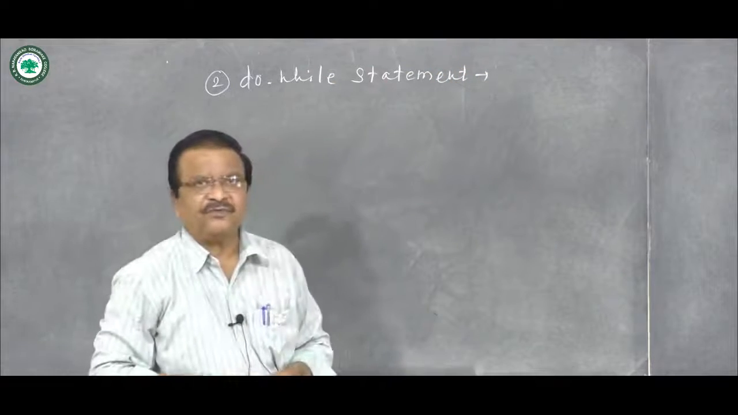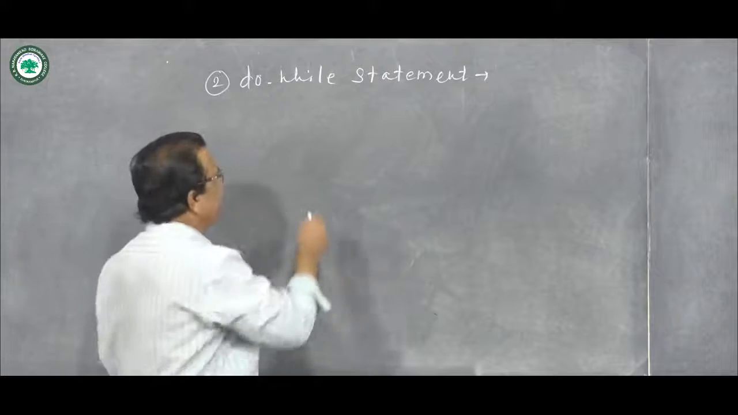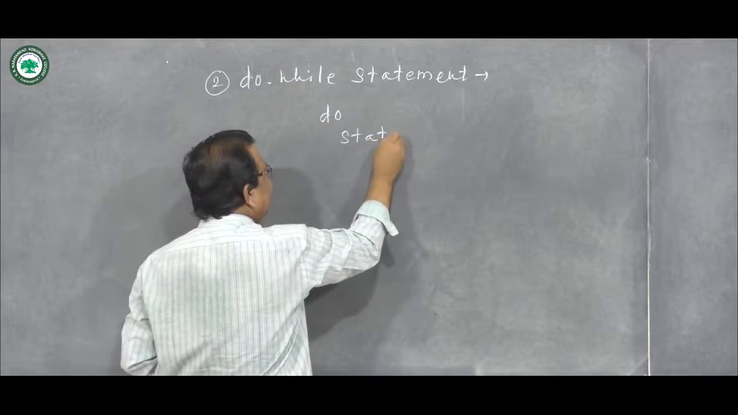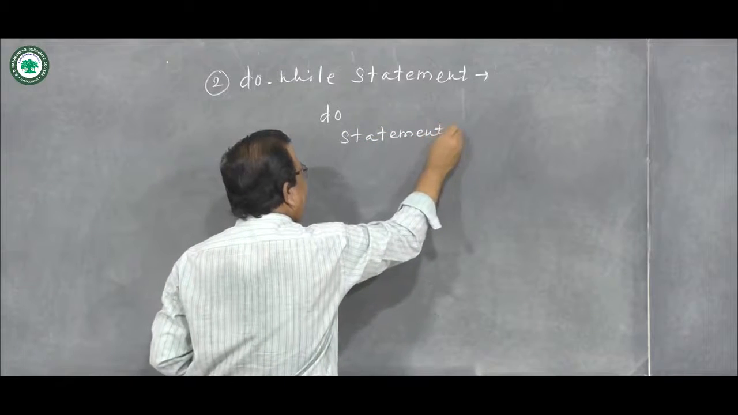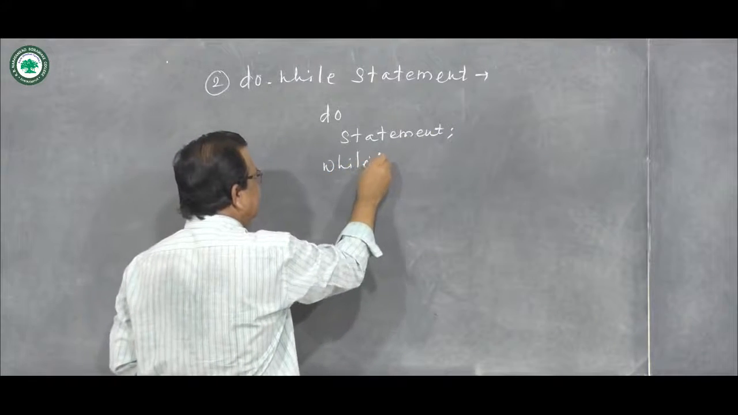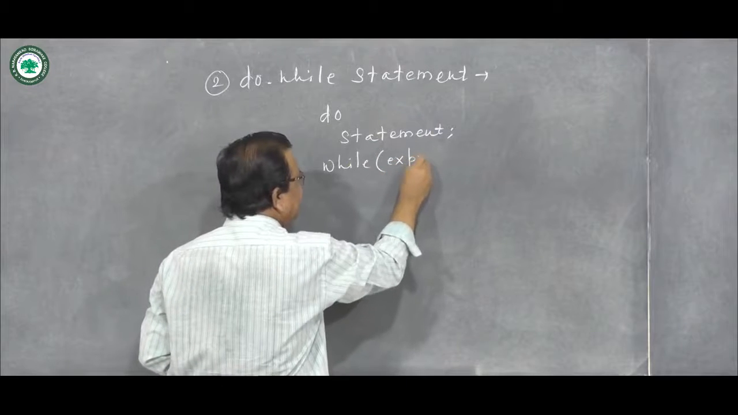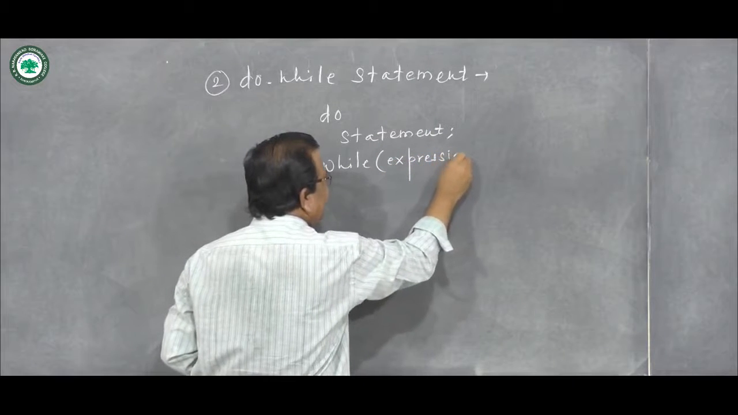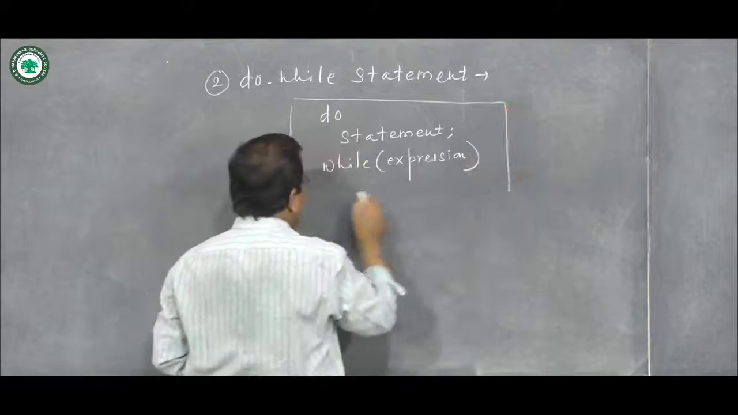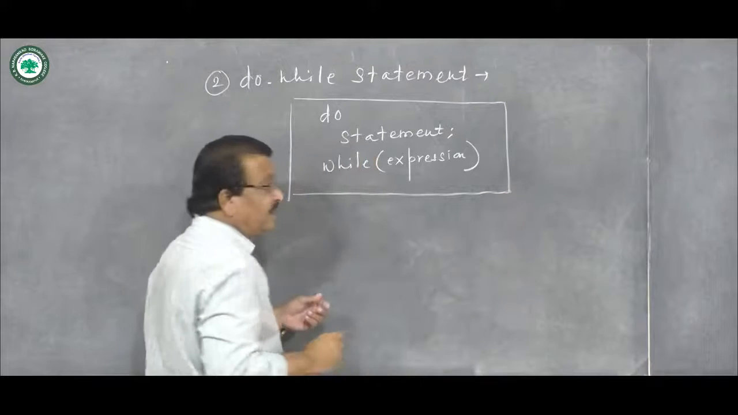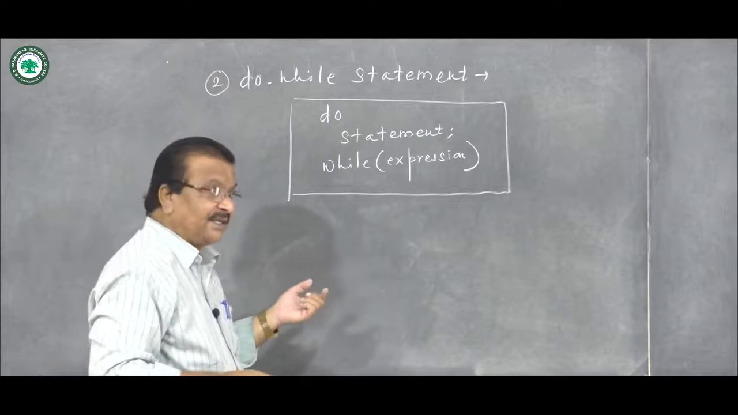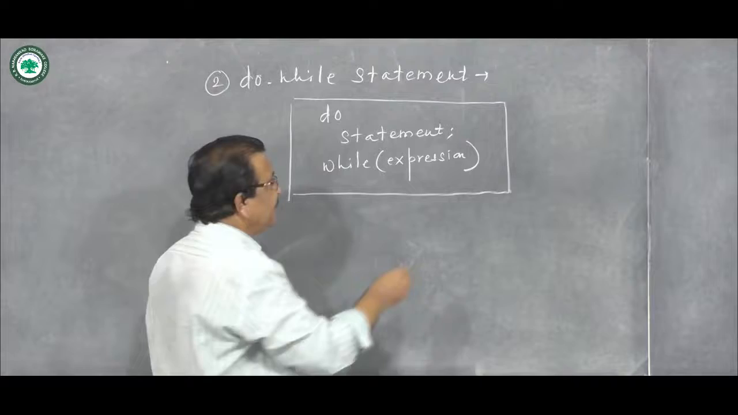The general form of do while is as follows: do, then a statement, and then followed by while, in parentheses an expression. It is a relational expression or a test condition. This is the general form of the do while statement. What is important is that in while there is no semicolon after while, that is the syntax. But in do while there is a semicolon after while.